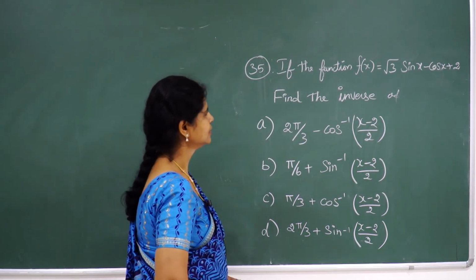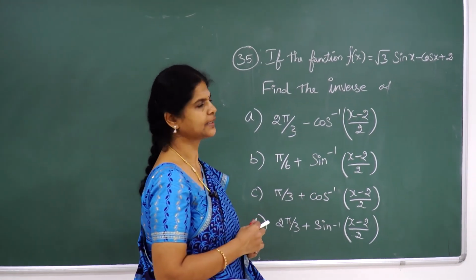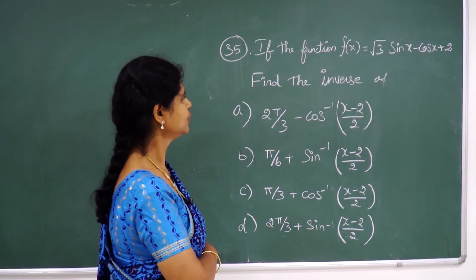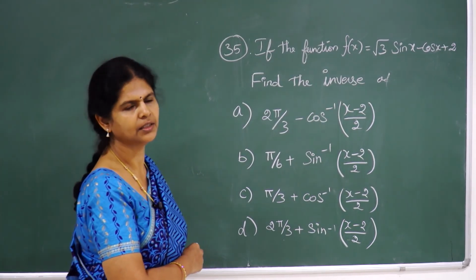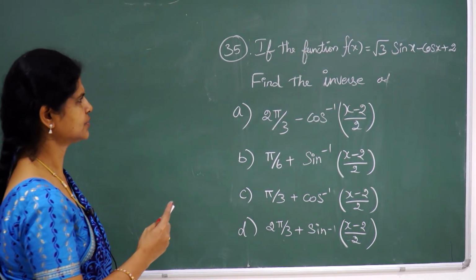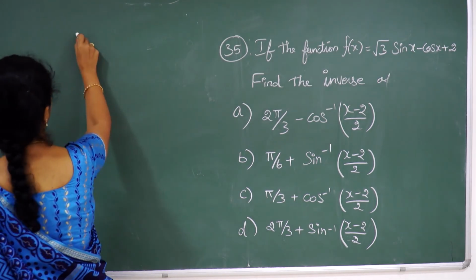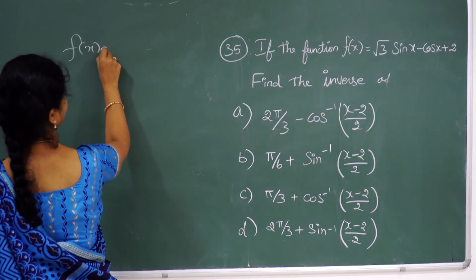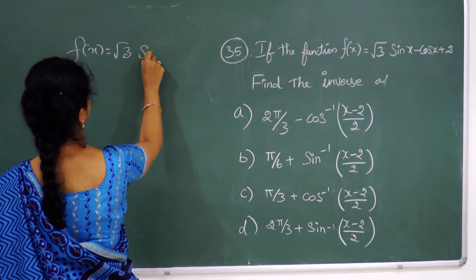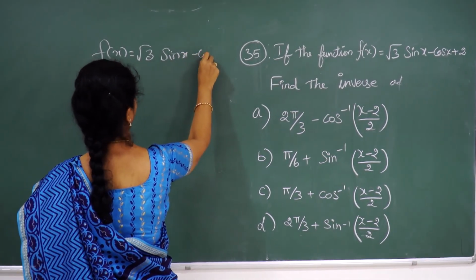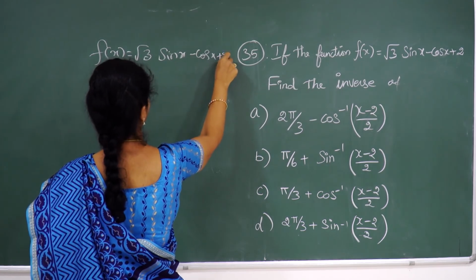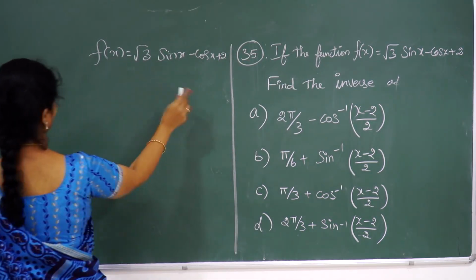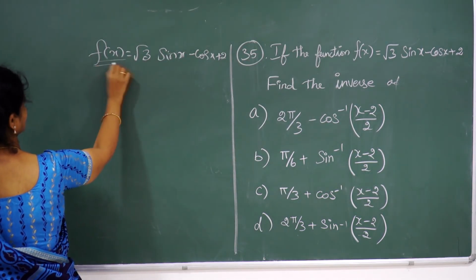Next function, f of x equal to root 3 sin x minus cos x plus 2. You have to find the inverse of the function. So first you write down the given function f of x equal to root 3 sin x minus cos x plus 2. Okay. So you divide both sides by 2. You take this function as y.